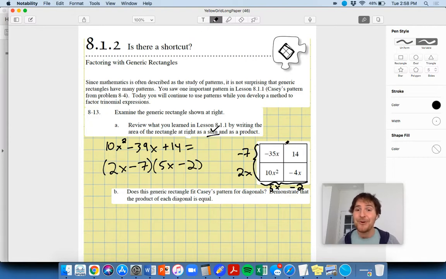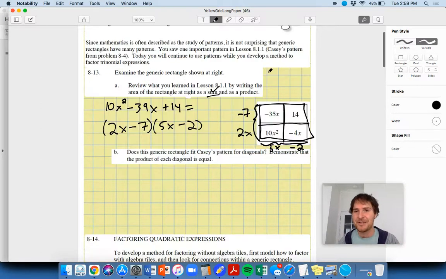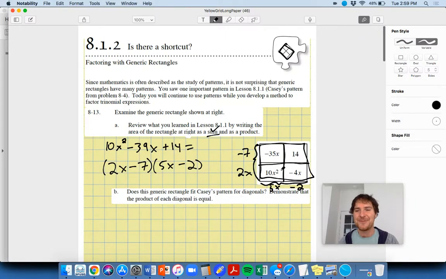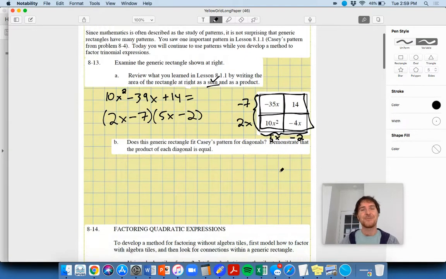Why? Well, they already gave us the generic rectangle filled out. So you're not going to get that much in this lesson. It was really just the first one. It's for the end of factoring here. We've got to figure out how we can use this diamond to solve this puzzle of setting up our generic rectangle.